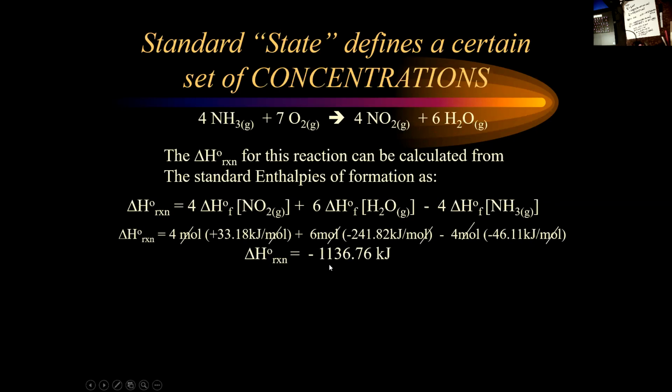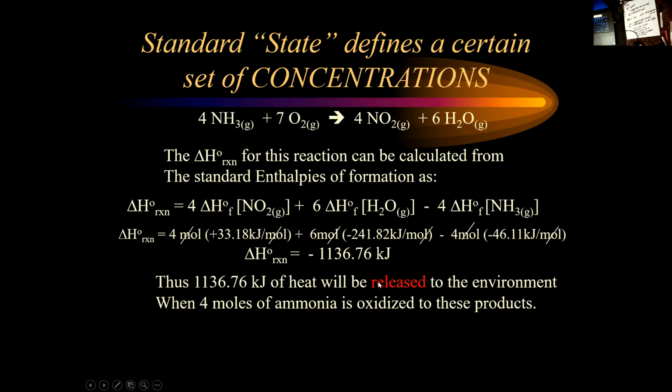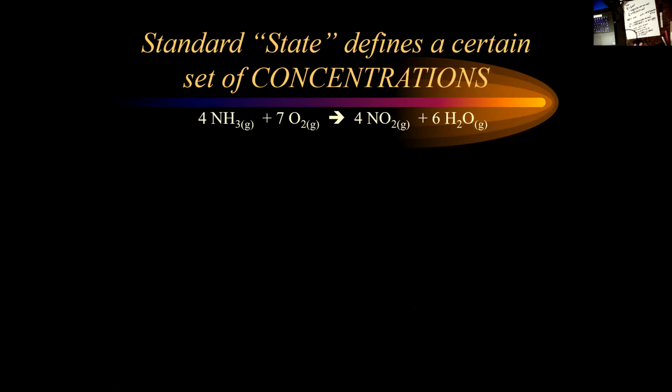And I get minus 1136.76 kilojoules of energy that would be given off when 4 moles of ammonia get oxidized by this reaction. So it's quite energetic, 1.1 million joules, in other words. So that gives off a lot of energy. It's negative, telling me the heat is released, so the penny is going to get hotter in that experiment. So that's what it looks like.